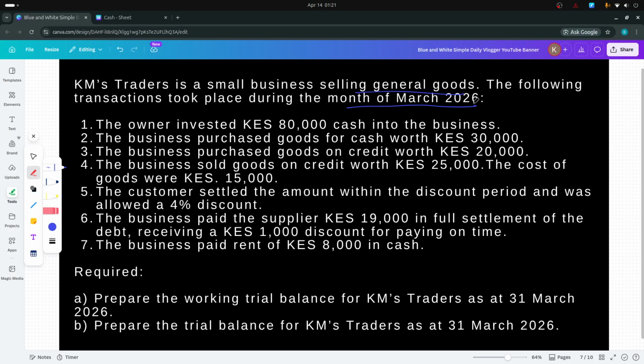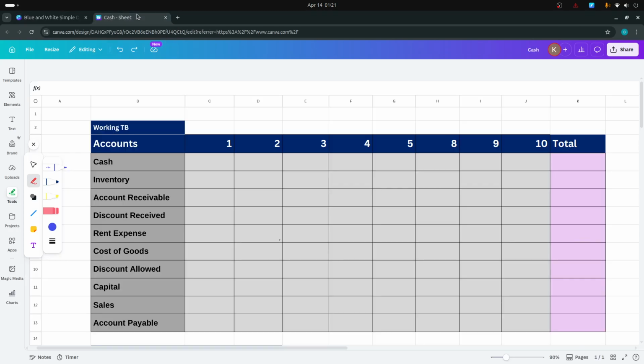Okay, so the first transaction is the owner invested Kenyan shillings 80,000 in cash into the business. So let us go step by step, recording this in a working TB to see how we're going to account for these transactions till we get to our TB. So the first transaction, we can see it is the owner who is investing. So that is equity and they are investing in cash. So we need to recognize an increase to the cash account.